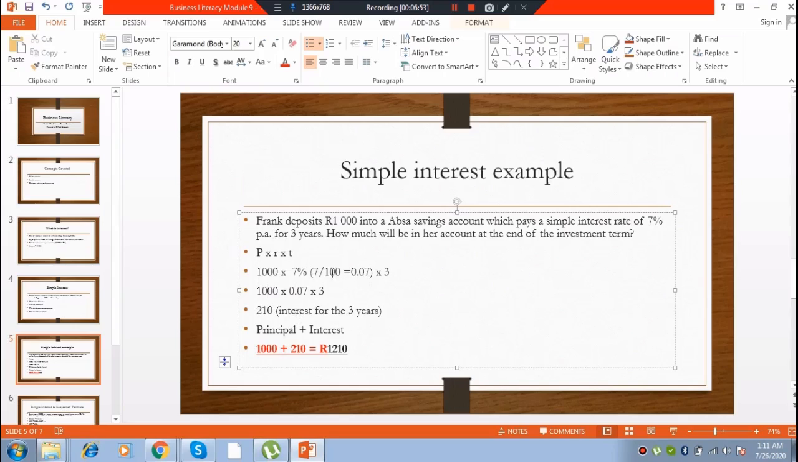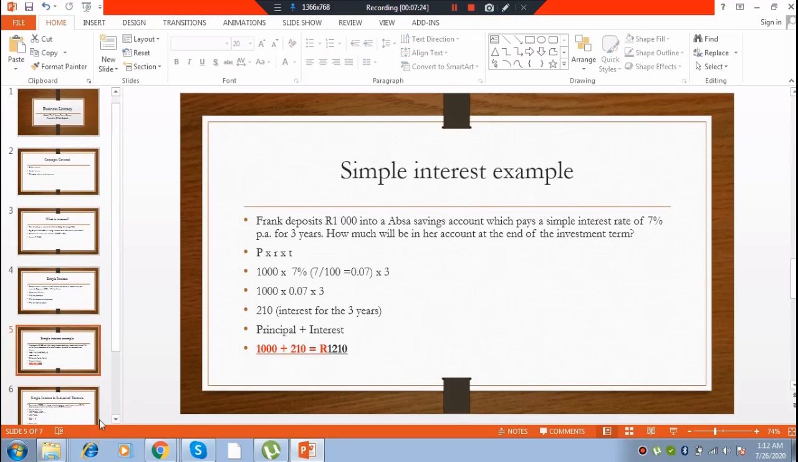But the question is asking us how much will be in your account at the end of the investment term. So simple: principal plus interest. So that's 1000 plus 210. It's going to be 1210. So if you invest 1000 today, come 3 years, it will be 1210. Simple and straightforward, guys. It's not rocket science. You can do it, I can do it, so you can do it as well.